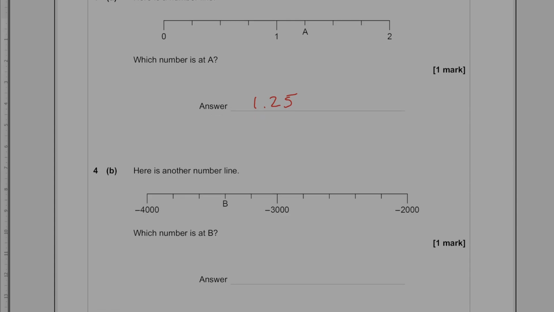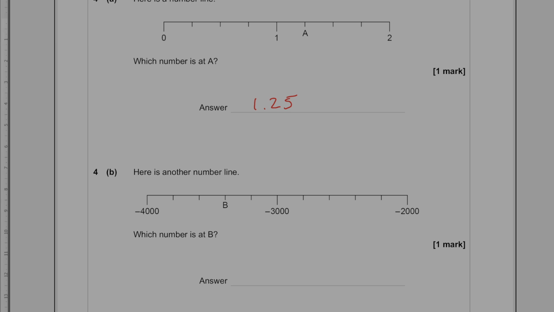And part B. Here is another number line. Which number is at B? So we're looking here. This is dropping 1,000 over the space of 1, 2, 3, 4, 5 steps. So each step is going to be worth minus 200. So we're looking at minus 3,200.